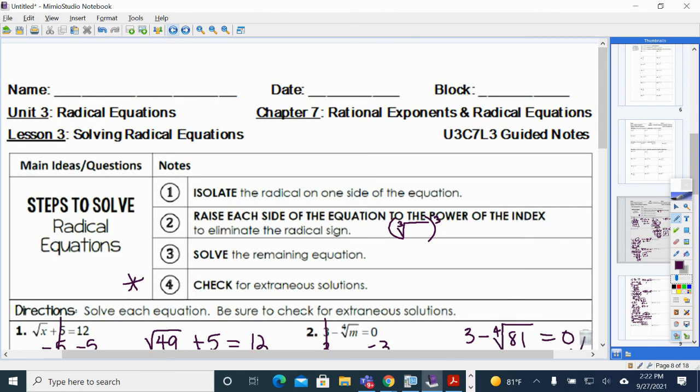This is your notes for lesson number 3, solving radical equations.